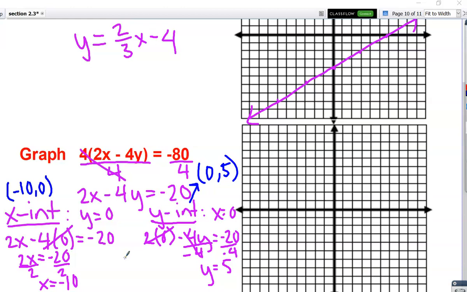After we worked it out, we saw that the x-intercept was at negative 10, 0, and the y-intercept is at 0, 5. So we went to the right 10, up 5. Do that one more time, the right 10, up 5. And connect your points. And that is all.